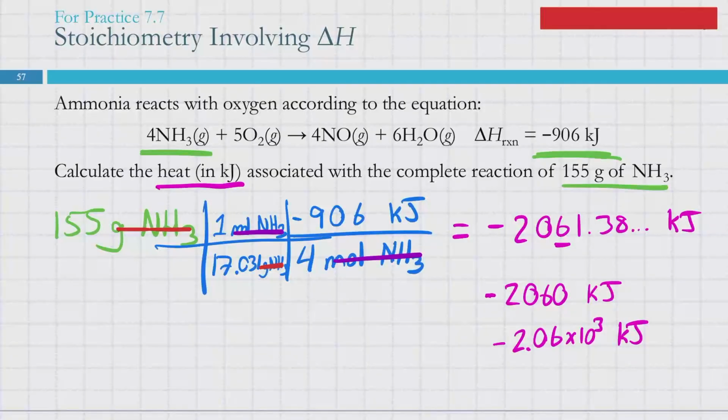So you should have one of these two answers. So it's a little change to the way that we've done stoichiometry, but also it's not really a change. We're just adding another thing that we can convert to instead of doing like moles of ammonia to moles of nitrogen monoxide or water. We're just adding, you can convert to heat instead.